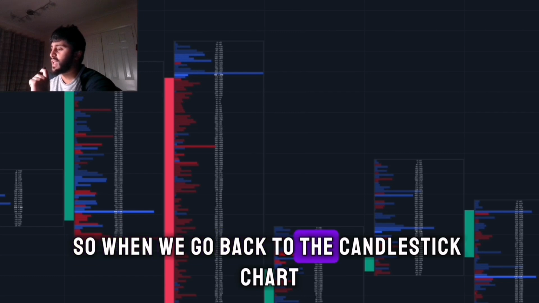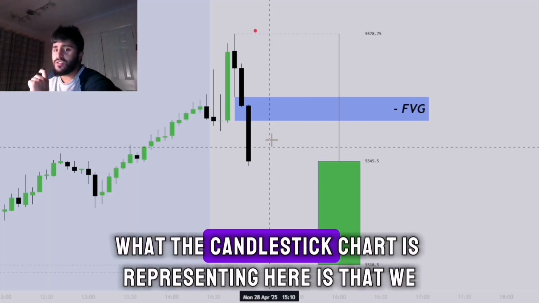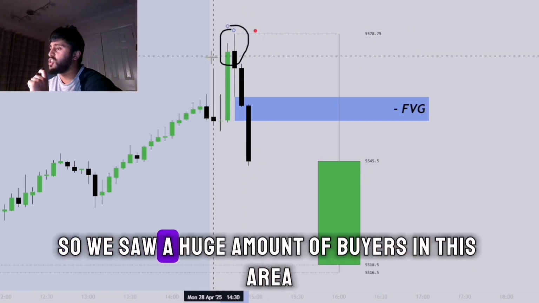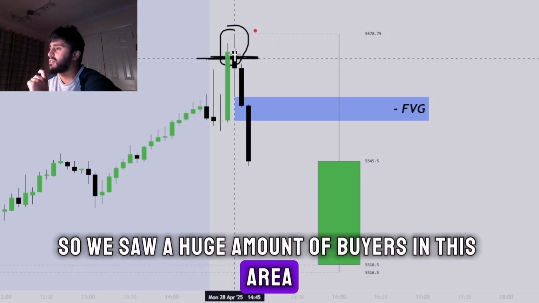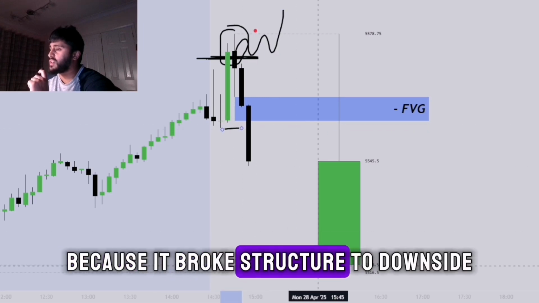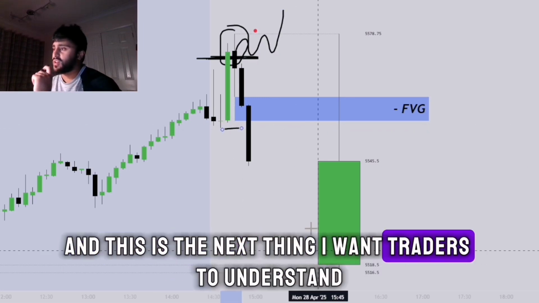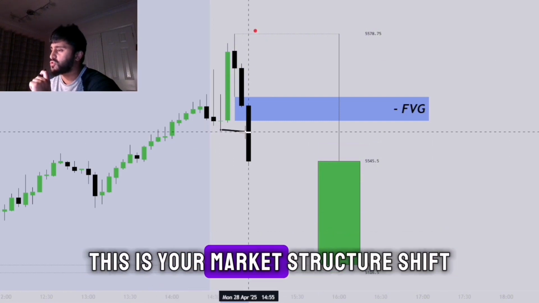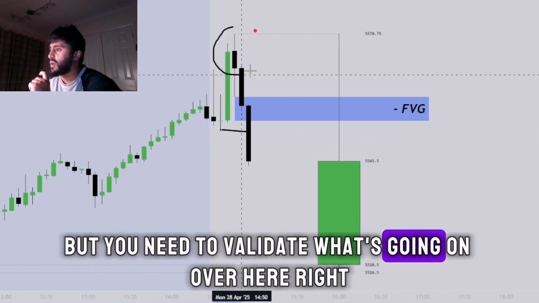So when we go back to the candlestick chart, what it is representing is the same price action over here. We saw a huge amount of buyers in this area. Now, did buyers succeed at driving price higher? Well, no, because it broke structure to the downside. And this is the next thing I want traders to understand. When you are looking for a market structure shift, this is your market structure shift, but you need to validate what's going on over here.